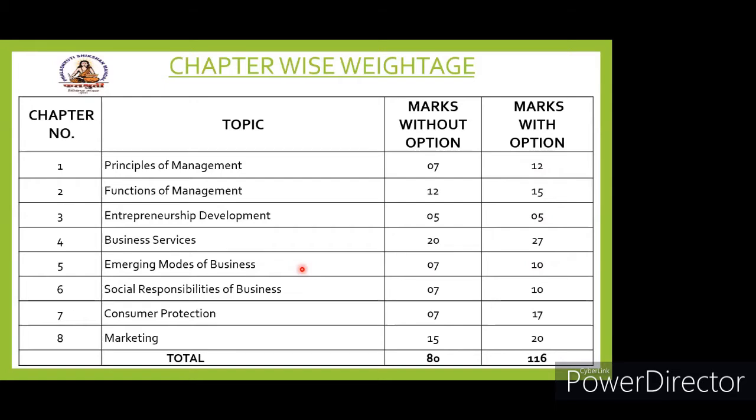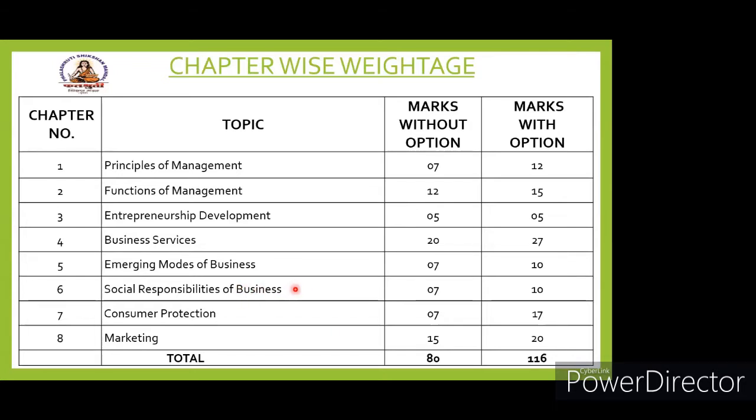Now, the question is which topic should be given the first importance. If you go to see in emerging modes of business, there are roughly 16 to 17 subtopics to be covered, and there are no cancellations in this chapter. Whereas in social responsibility, roughly 8 to 9 subtopics you have to cover. So if you see the number of topics, social responsibility comes as my next important topic.